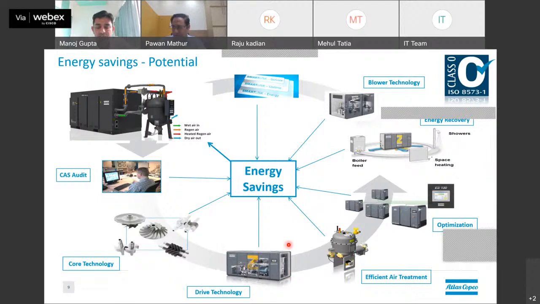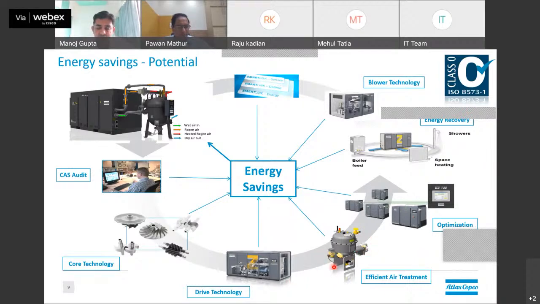Now, based on the air pattern, we decide the technology, like whether the demand is fixed or the demand is varying. So based on the air audit, we can get the data like how much your load variation is there throughout the day or throughout the month. Then we can propose the solution with fixed speed or varying VSD technology.